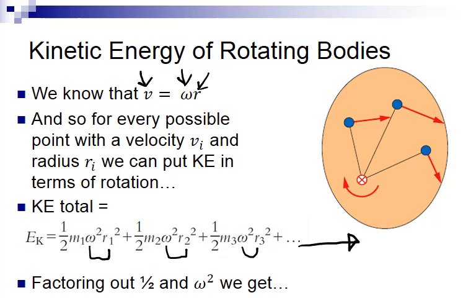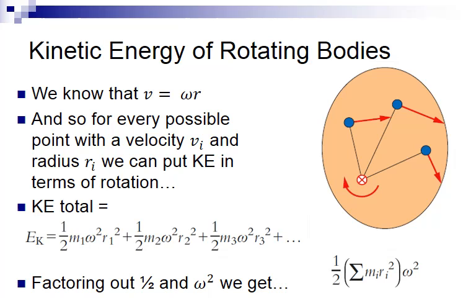Now, what we can do is factor out the 1/2 from every single one, because every single one has 1/2, and every single one of those has the same omega. In other words, it doesn't matter how far away you are from the axis of rotation, here, wherever, you're going to have the same angular speed as it goes around. So what we end up with is 1/2 times the sum of all the possible masses times the radii squared, times omega squared.